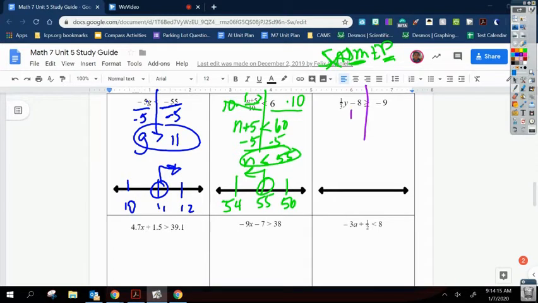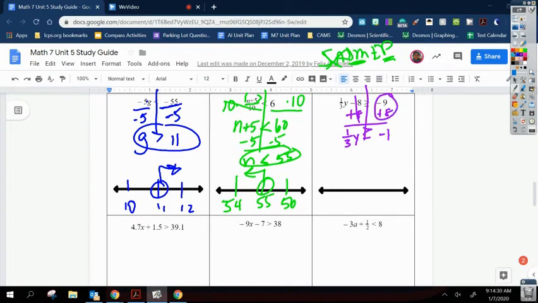Split down the middle. Undo by adding. This is gone, and I have 1/3 y is greater than or equal to. Use your calculator if you need to, but you should know that they are different. They fight. The negatives win by 1.